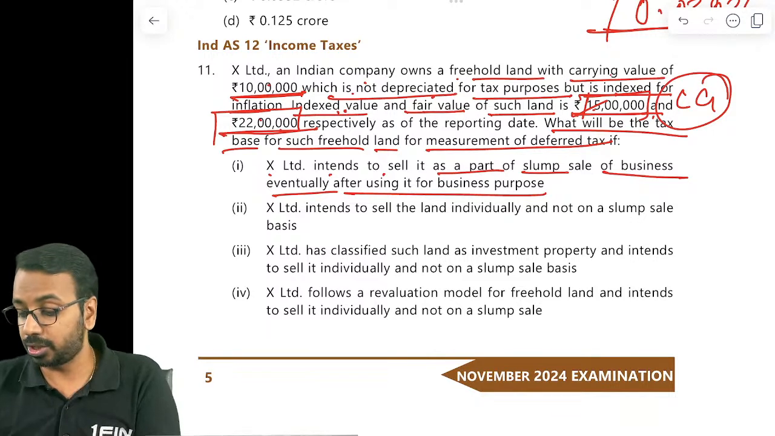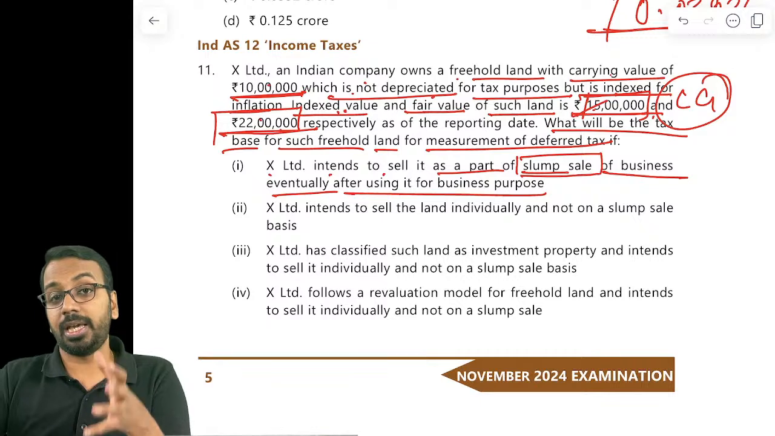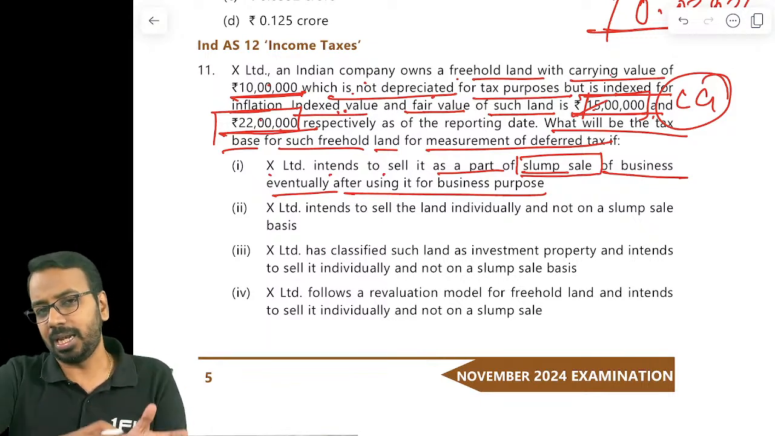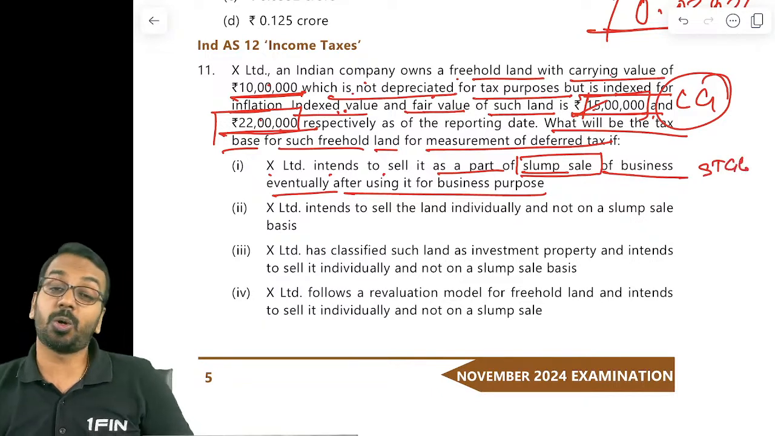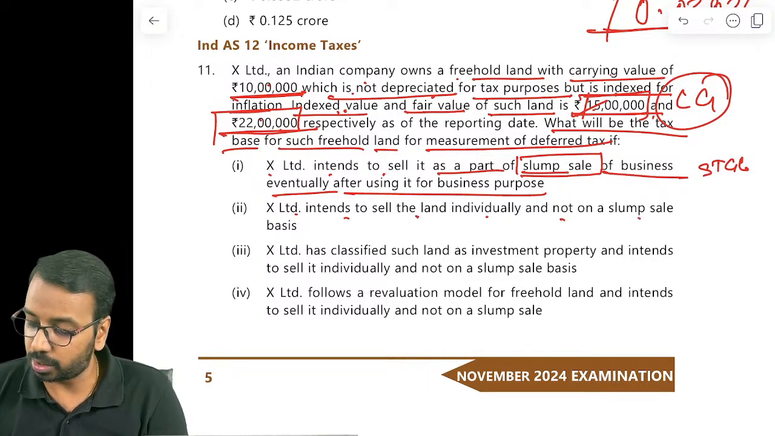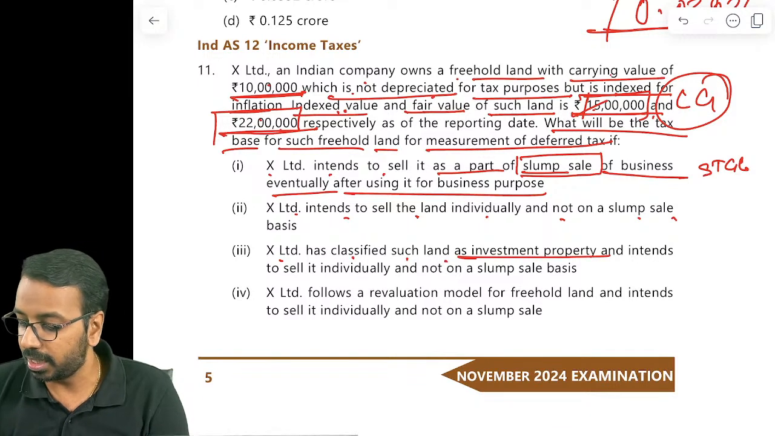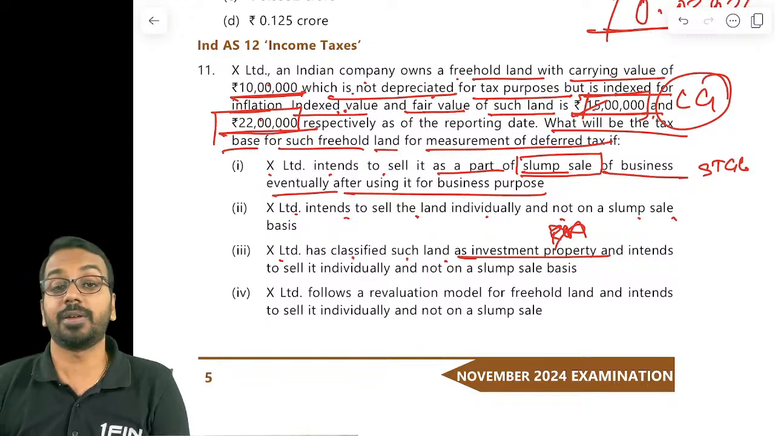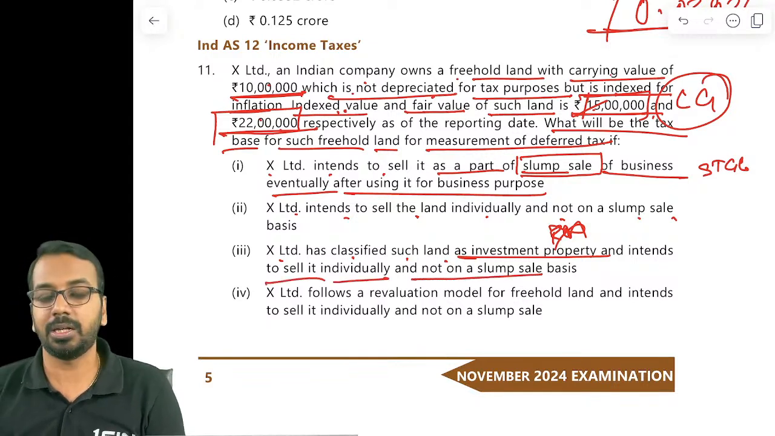Now, if you know taxation, when there is a slump sale kind of a thing, you take the entire asset and you sell it at once. There you calculate everything, it becomes short-term capital gain, and indexation and all is not given. Right? X Limited intends to sell the land individually and not on a slump sale. X Limited has classified such land as investment property. Here, if you take investment property, then the revaluation model is not allowed. Fair value model is not allowed. And it intends to sell it individually and not on a slump sale basis.